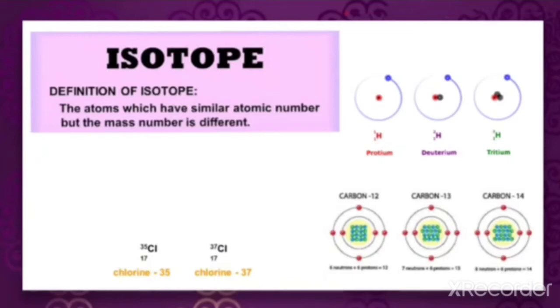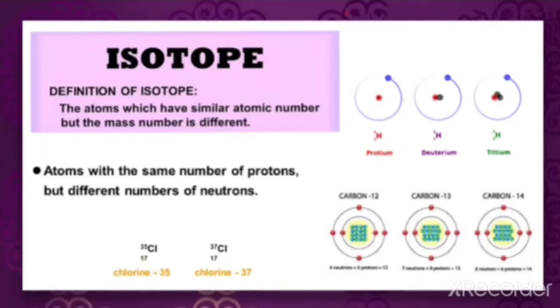How can we define isotope in another way? Isotopes are atoms with the same number of protons but different number of neutrons. So we can define an isotope as atoms having the same atomic number but different mass number, and also as atoms with the same number of protons but different number of neutrons. These are the two definitions given for isotopes.